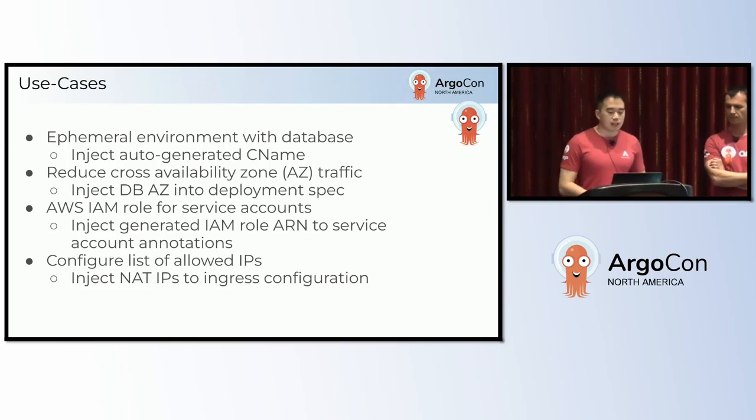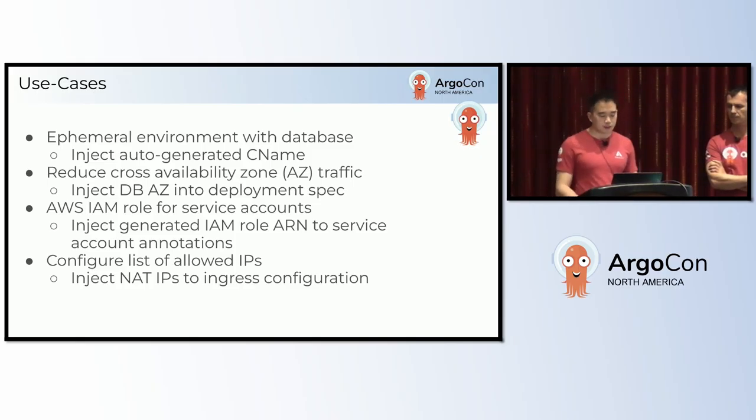And once you have the database in one AZ, you might want to pin some of the pods to the same AZ as the DB to simply reduce the cross-AZ traffic. It can be expensive sometimes. And what you saw in the previous slide is IAM roles for service accounts on AWS. If you're familiar with AWS, that's just a feature for you to grant access to the service account to AWS services. So you can inject the generated IAM role ARN to the annotations with TF Bridge.